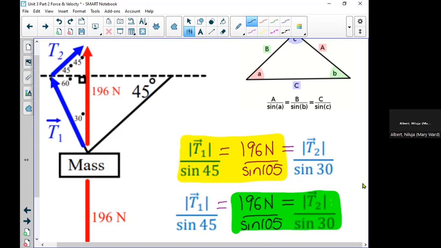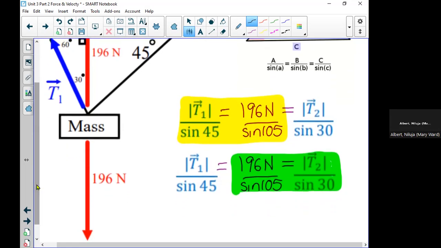So in order to solve for T1, which I've highlighted, I'm going to set that equal to the side where I know the side length as well as the opposite angle. For T2, I've highlighted the same equivalent ratios. These are called equivalent ratios, but I'm going to use T2 over sine 30 and set that equal to the length of the resultant over the angle that is opposite from the resultant. That's how I'm going to set this up in order to solve for the magnitudes of my tension vectors.